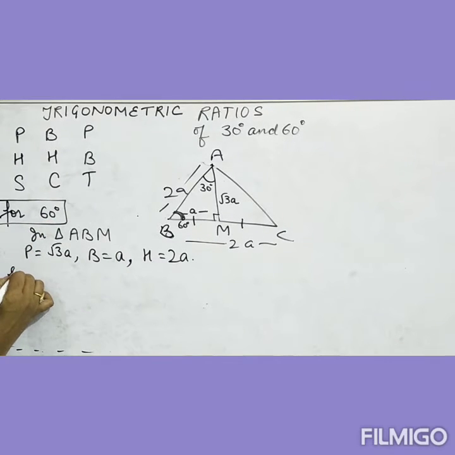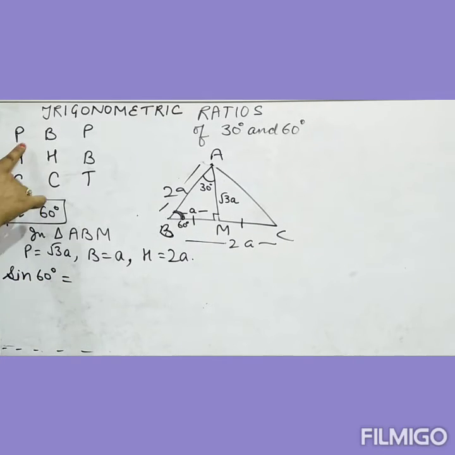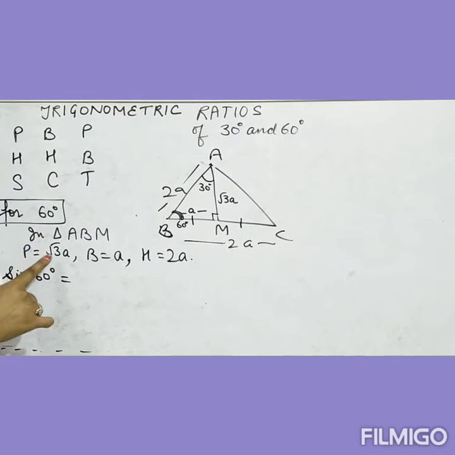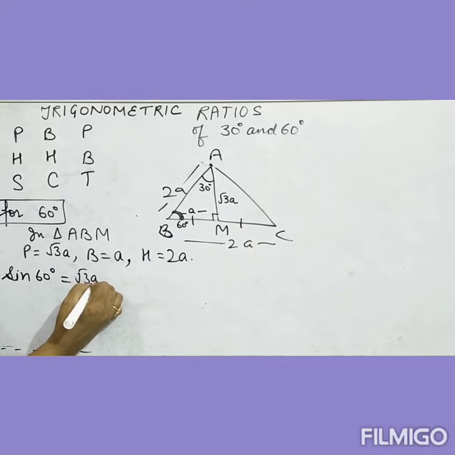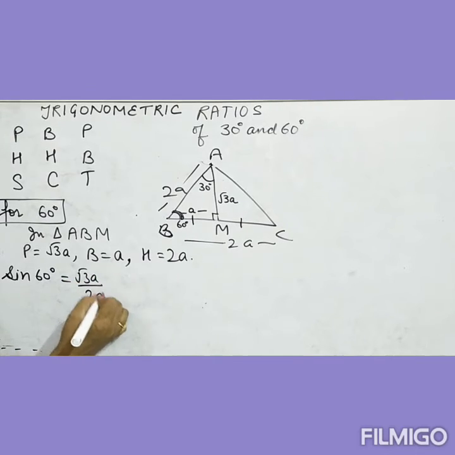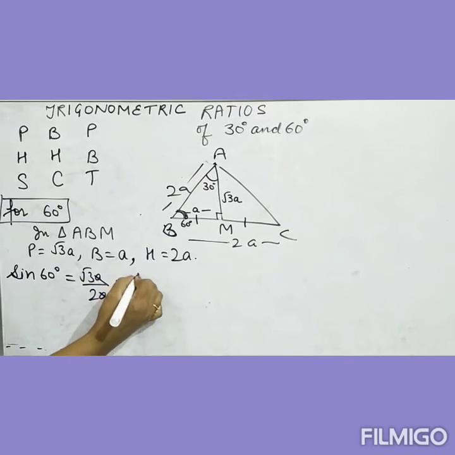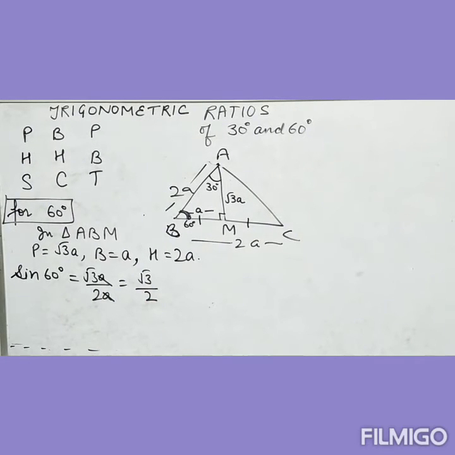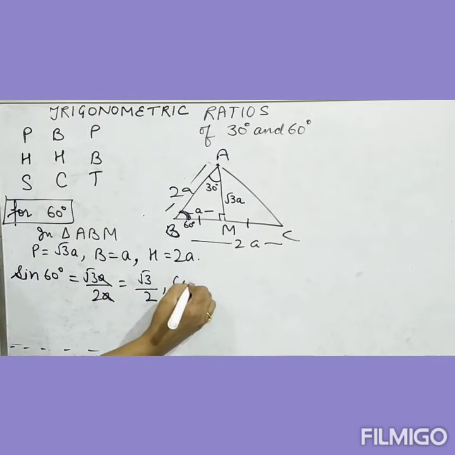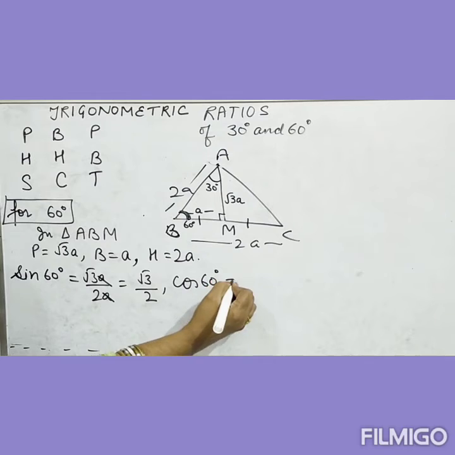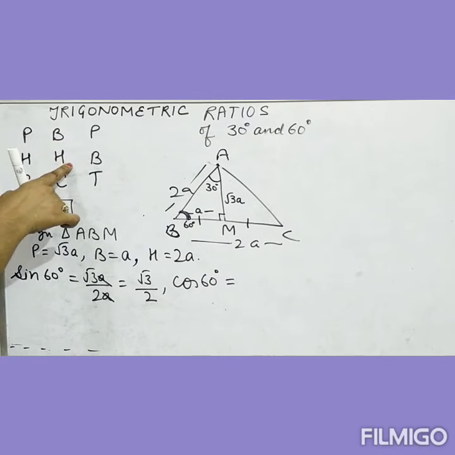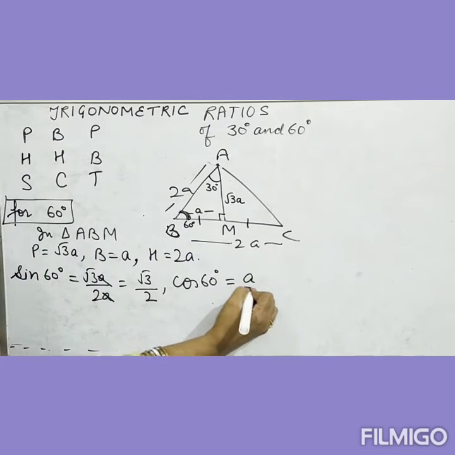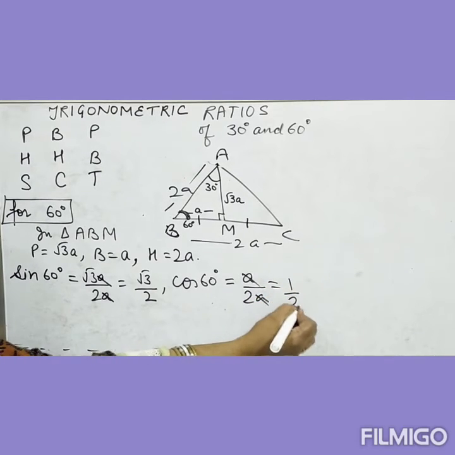Now we can find out the value of sine 60 degree will be P by H. That means root 3A by 2A. This will cancel out, and this is root 3 by 2. Similarly, you can get the value of cos 60. Cos 60 is B by H. That means A by 2A. This will cancel out, so 1 by 2.